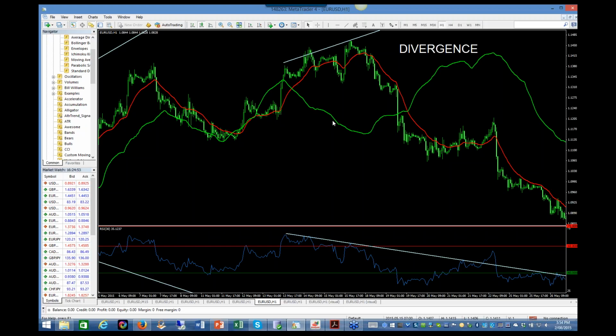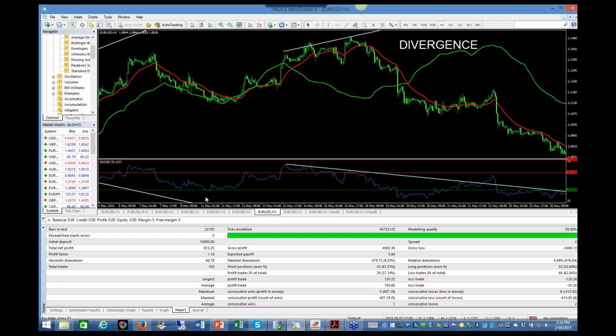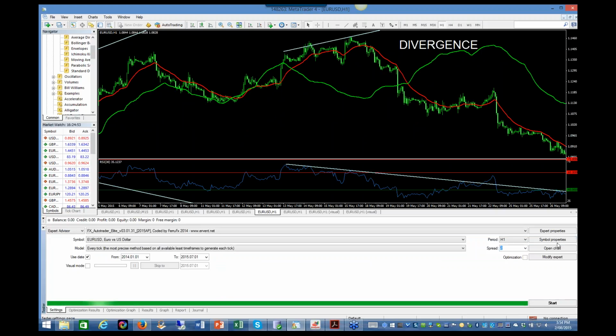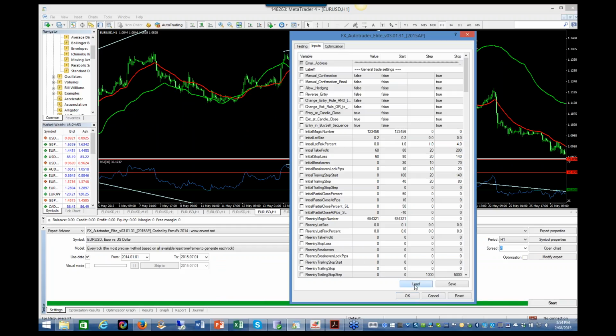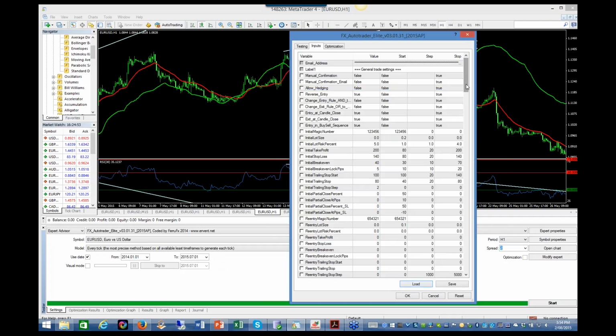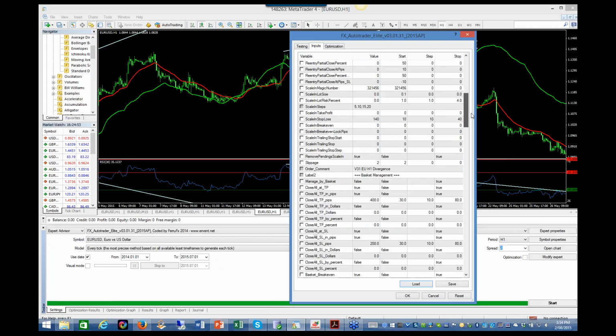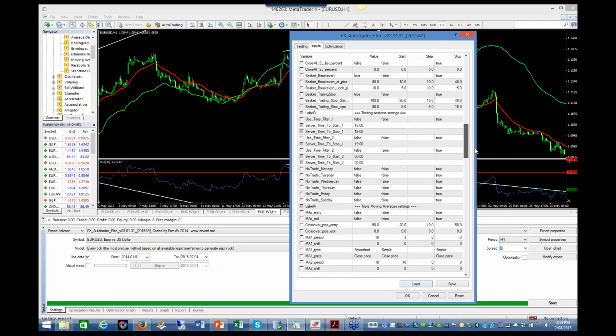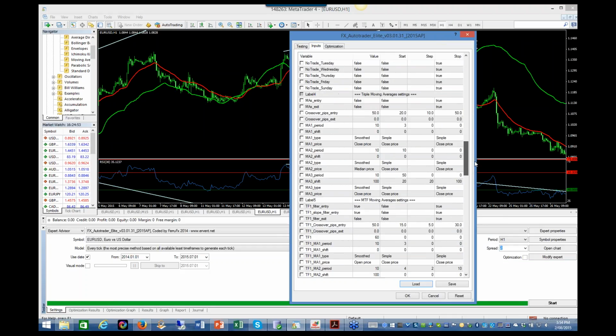Now let's see how we enter these settings into the order trader, and for that we go to our strategy tester up here, and we go to our settings and expert properties, and I need to load the reverse with RSI. These are the settings that I've come to after some optimization, and I'm not going to show you how those were arrived at. But let me go down, because the crucial thing I'm trying to show in this webinar is how we use moving averages.